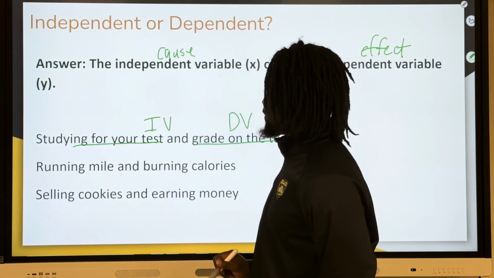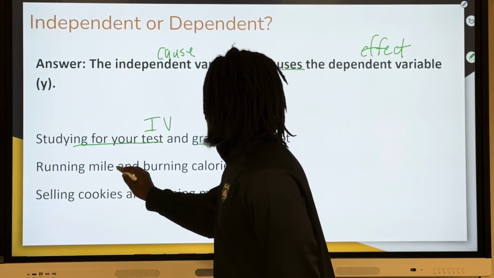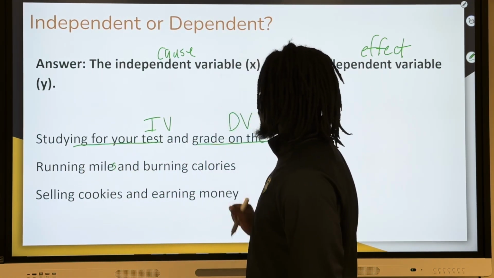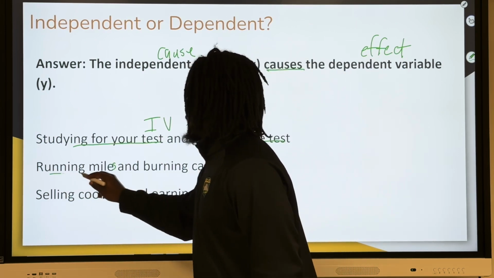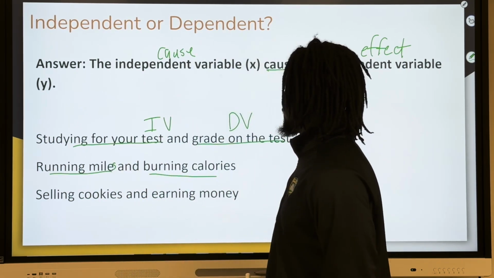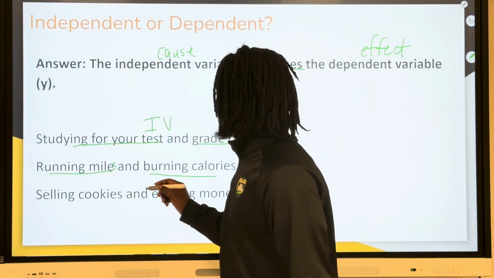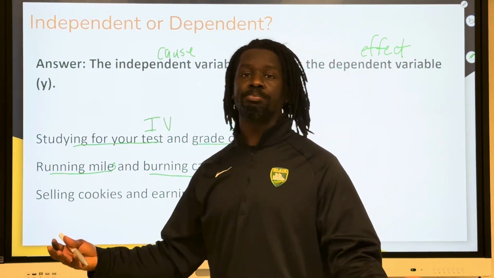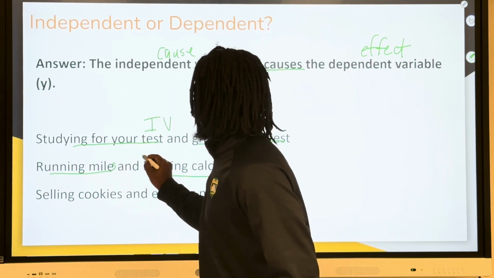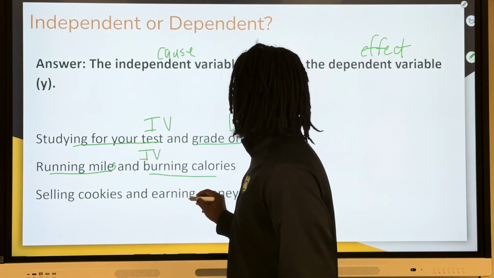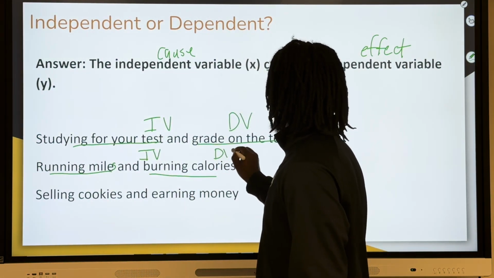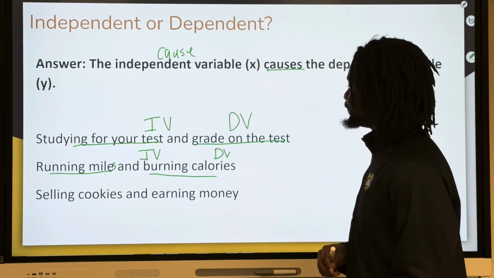Next one, running miles and burning calories, okay? I think I wrote all of these. How much you're running is going to cause you to burn more calories, okay? So running is the independent variable, calories is the dependent variable.